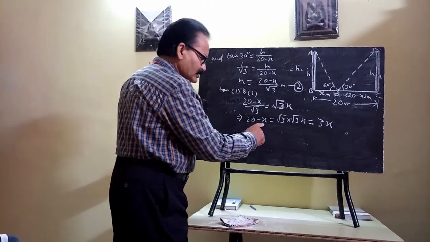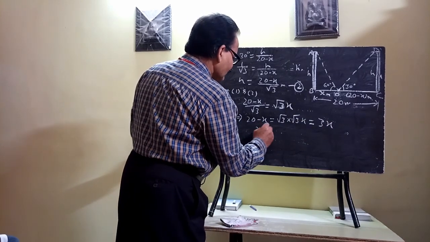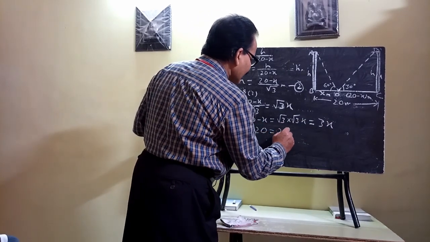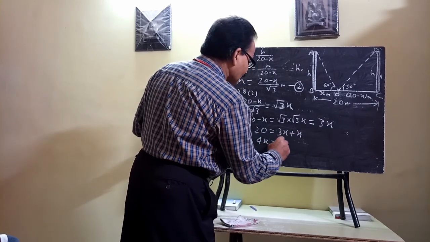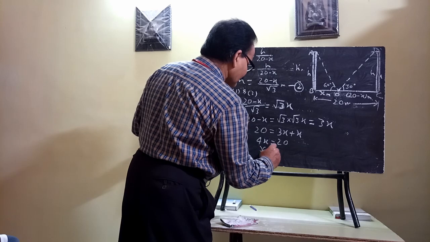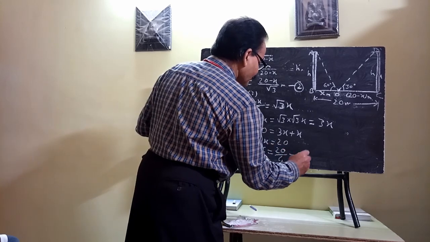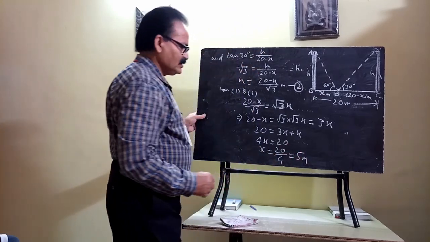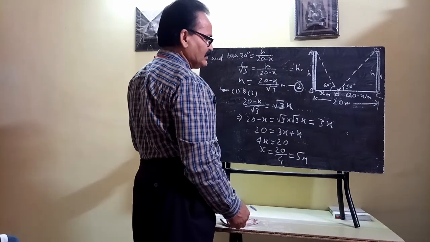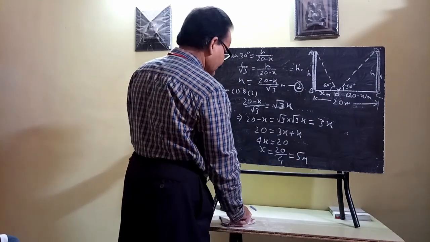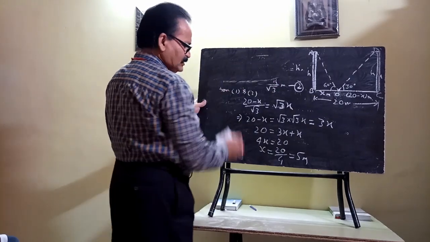Now what you will do? Transpose minus X to the right side. So that means 20 equal 3x plus x. So 4x will be equal to 20. So your x will be 20 by 4, means 5 meter. So that means the distance of the first pillar is 5 meter. Clear?